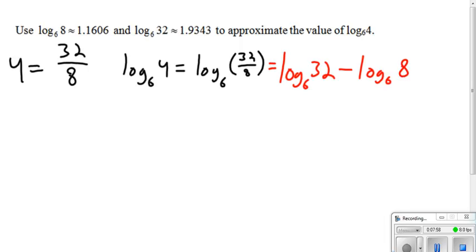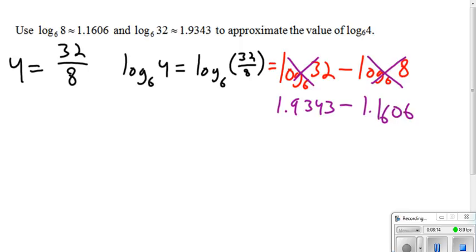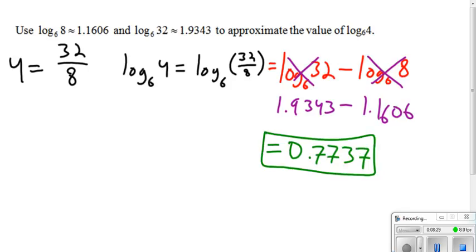Now at this point we know that log base 6 of 32 is actually 1.9343, and the log base 6 of 8 is actually 1.1606. So we just have 1.9343 minus 1.1606. So in the end, our value equals 0.7737. And that would be our approximation value.